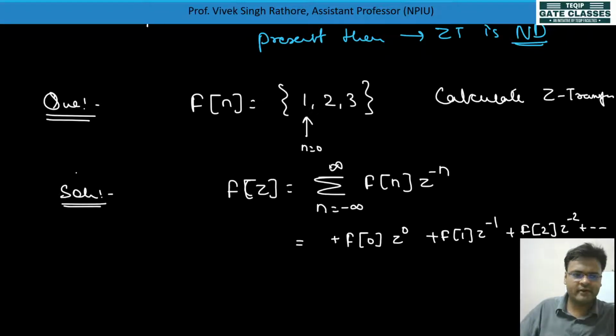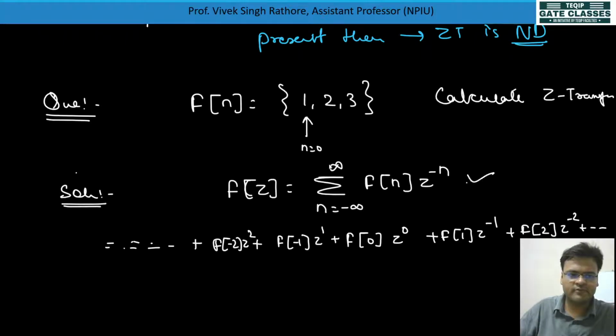And for the left sided part it will go like this: f of minus 1 times z to the power 1, plus f of minus 2 times z to the power 2, and so on. This is actually the full expansion of the Z transform formula.